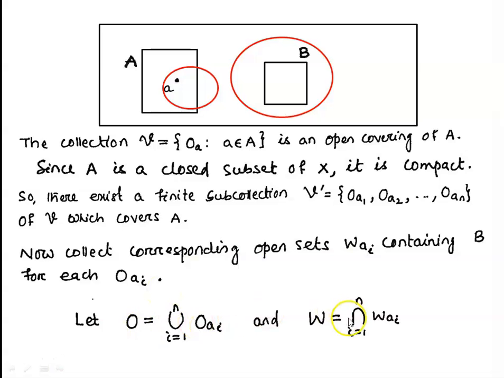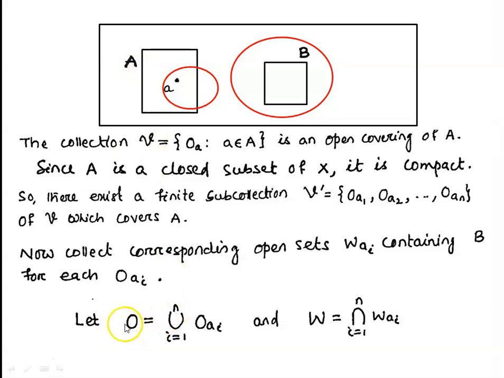So now, collecting all open sets Wai containing B for each Oai, we take the intersection of all those Wai. Since each of these Wai contains B, their intersection will also contain B. Let this intersection of the Wai be W. So W is an open set which contains the closed set B. And take the union of all Oai. Here the Oai are a finite subcollection which covers A, so their union will contain A. Let us denote this union as O. O is an open set containing the set A.